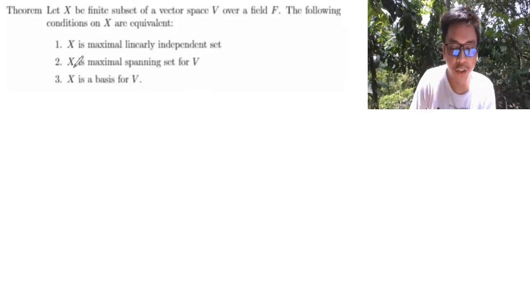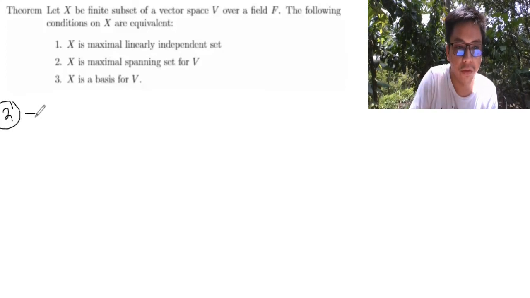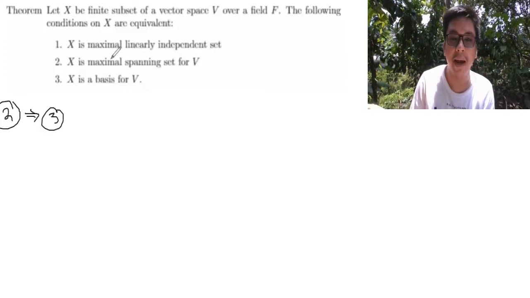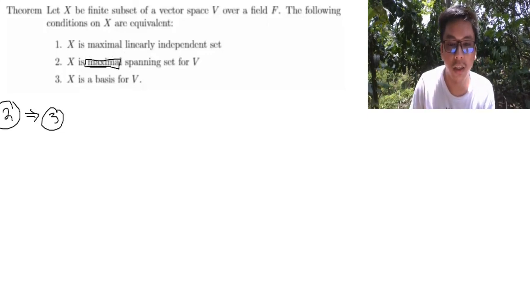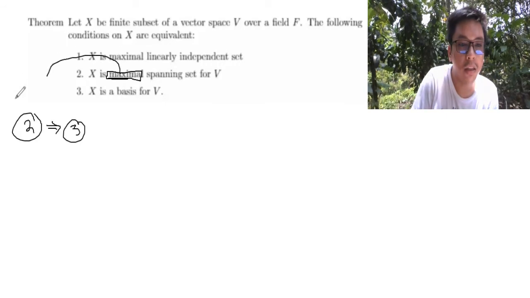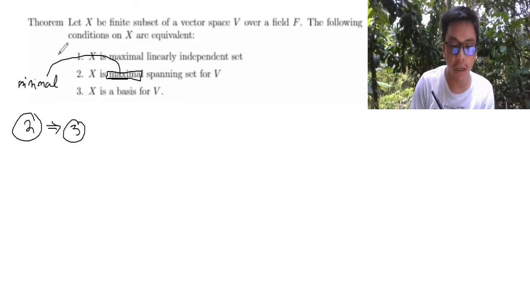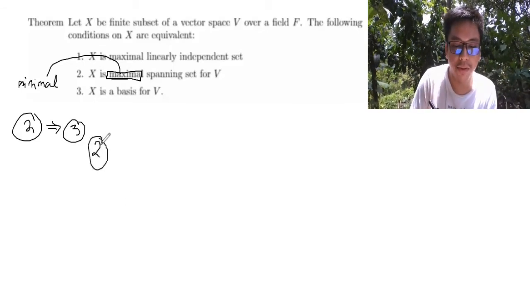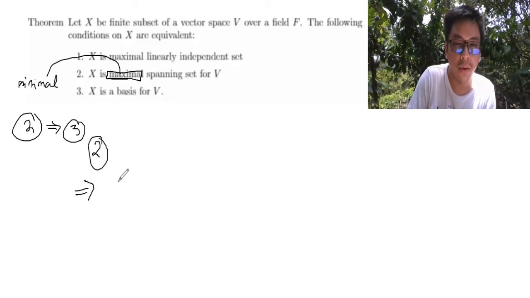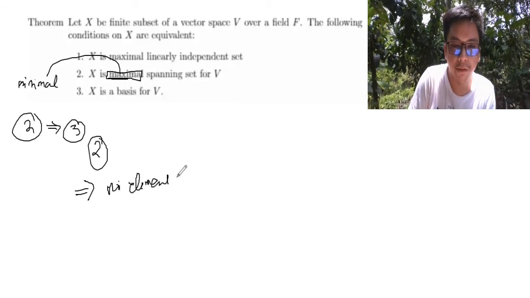That's it. Let's show that 2 implies 3 here. This time we will have to show that if X is a minimal spanning set, so it should be minimal here, sorry, I apologize, it should be minimal, so if X is a minimal spanning set for V, then X is a basis for V. So let's show that number 2 holds. Then if number 2 holds, there is no element of X that is a linear combination of the others.